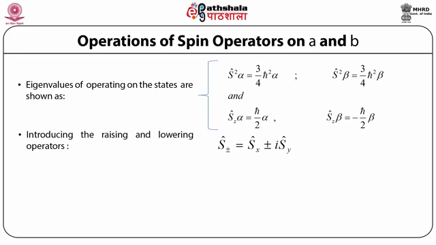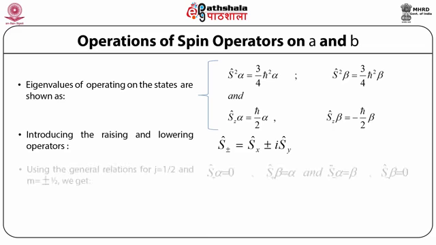Similarly, the lowering operator of the spin operator, that is operator S minus, is defined as operator Sx minus iota times operator Sy, where, like we said earlier, operator Sx is the x component of the spin operator and operator Sy is the y component of the spin operator.